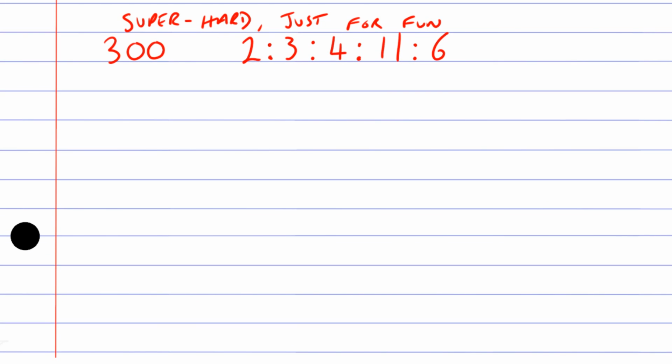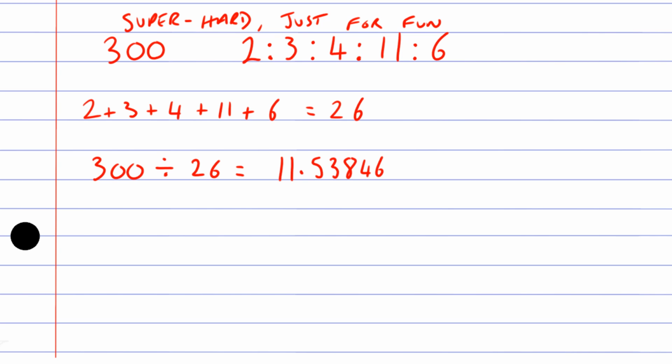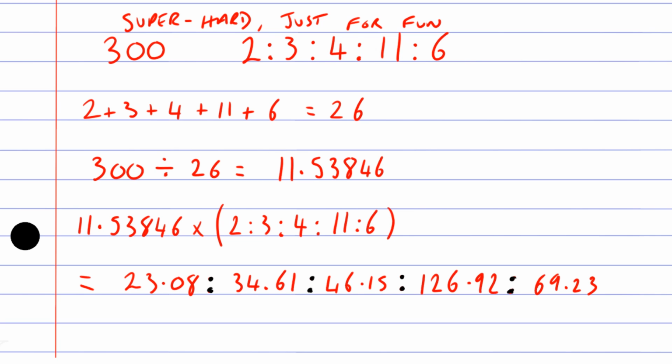And finally, I've put a super hard question in just for fun, if you want to call it fun, just to show that we can do loads of different parts in our ratio, and as long as we stick to the method, we'll always get the right answer. So we've got 300 shared into the ratio of 2 to 3 to 4 to 11 to 6. So add all of those parts together, gives us 26 parts. Divide 300 by that, gives us 11.53846. As ever, multiply the parts out by that number, 11.53846, and it gives us this ratio here.